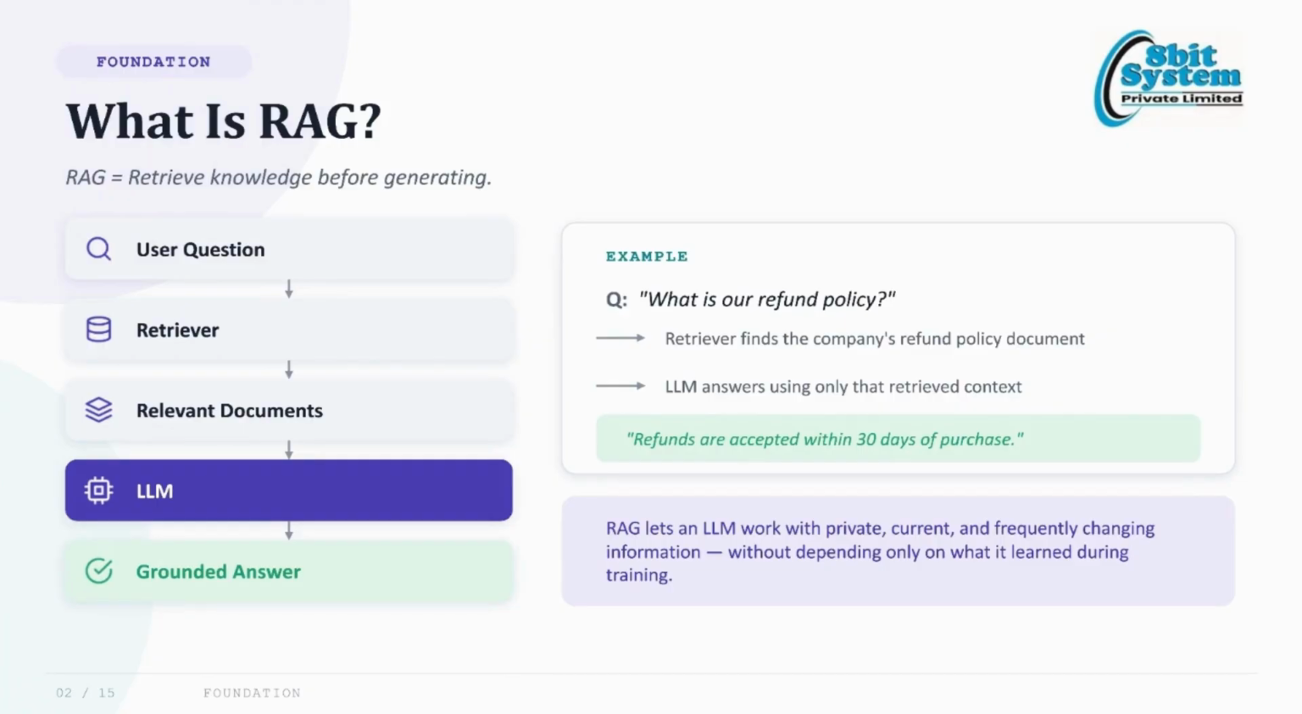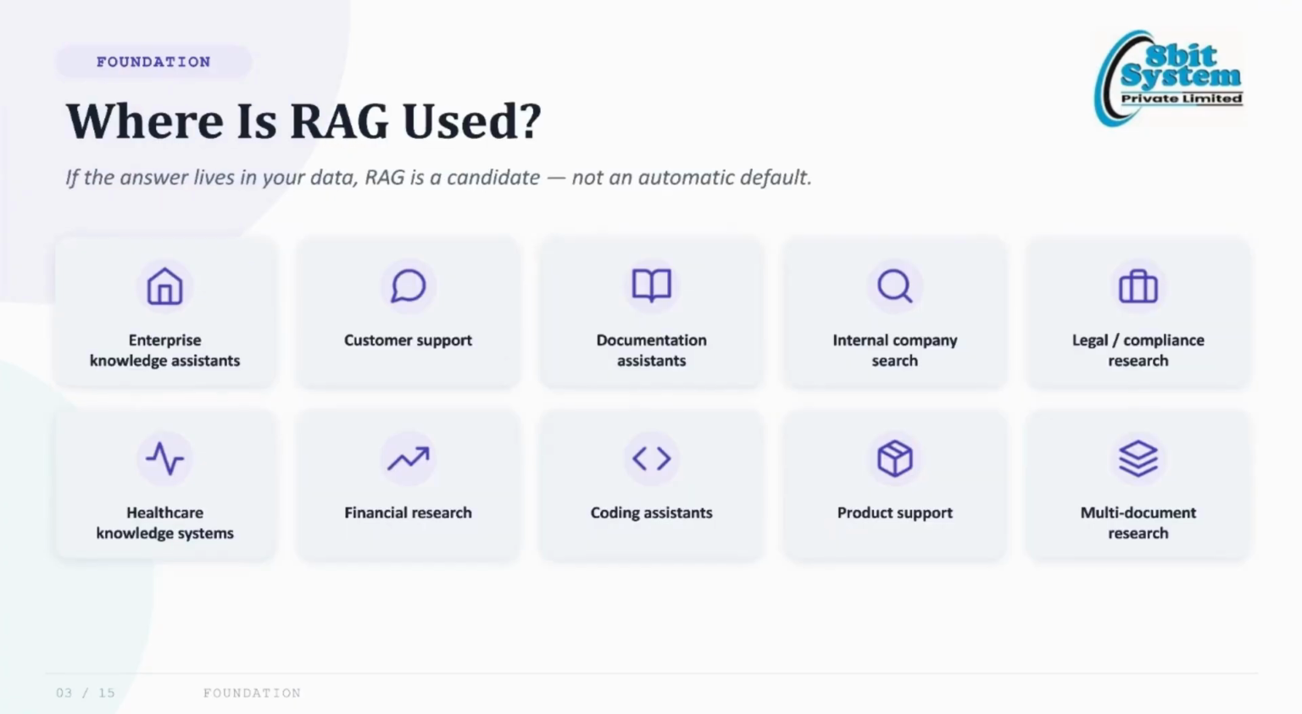The model looks something up before it answers, instead of guessing from memory. Someone asks about the refund policy. The retriever pulls the real documents and the LLM answers from that. That's how you connect an LLM to information it was never trained on. You will see RAG everywhere: customer support, internal search, legal and healthcare research, coding assistants, multi-document research. But one caution, RAG is one candidate when the answer lives in your data, not an automatic default. Use it because you need it, not out of habit.